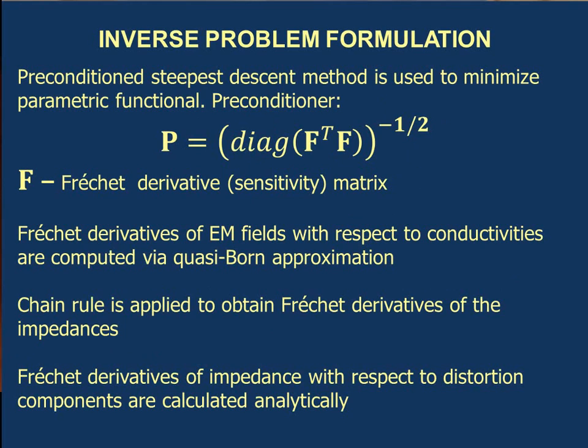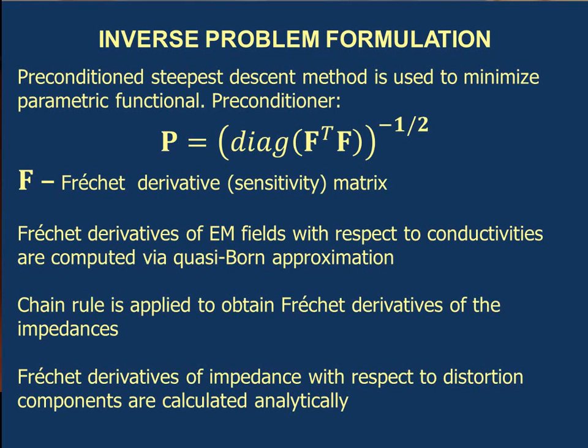To minimize the parametric functional, we use the steepest descent method, preconditioned steepest descent method. Oh, I should change it. It's actually conjugate gradient, preconditioned conjugate gradient method. And again, the preconditioner is written here, but this is just something we use to accelerate the convergence of the method. And F is the Fisher derivative. We use it in the preconditioner, and also we need it when we solve the minimization problem. This is the Fisher derivative. We can call it sensitivity or Jacobian matrix.